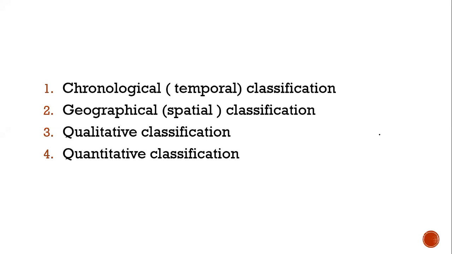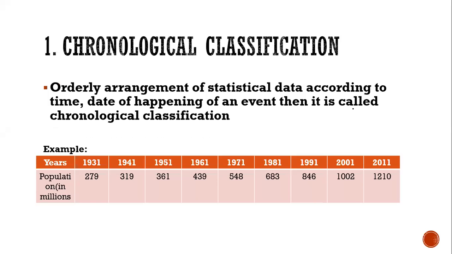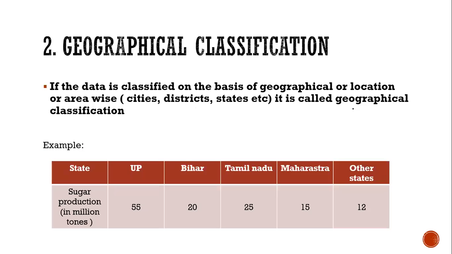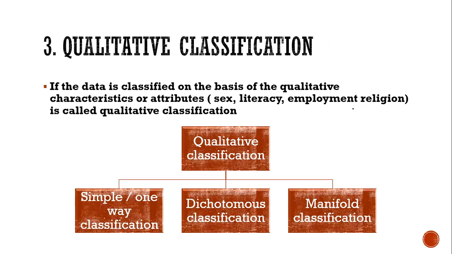Chronological is where classification is made on the basis of the date of happening or the time. Accordingly, you arrange orderly. Second, geographical is based on area-wise or location-wise. Qualitative is where the data is based on qualities like sex, literacy, employment, religion.